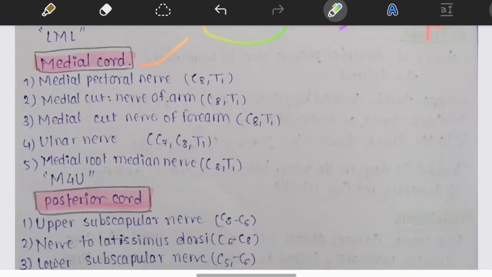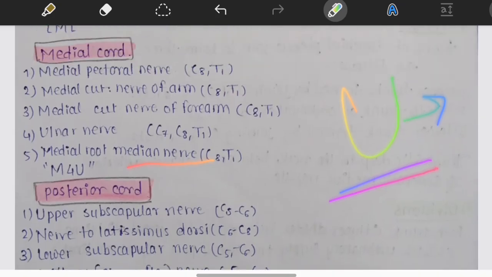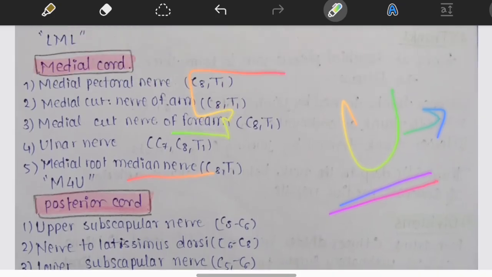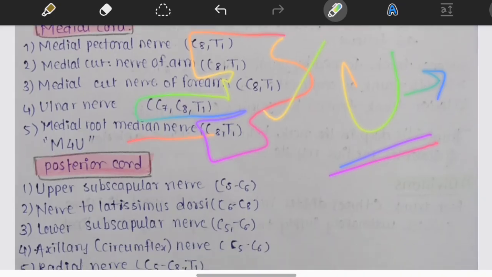The medial cord, the mnemonic is M4U. M is 4 times: first is the medial pectoral nerve, medial cutaneous nerve of the arm, medial cutaneous nerve of the forearm, and medial root of the median nerve, and finally U is for the ulnar nerve. You should remember the diagram. You can easily write the root values of the nerves.